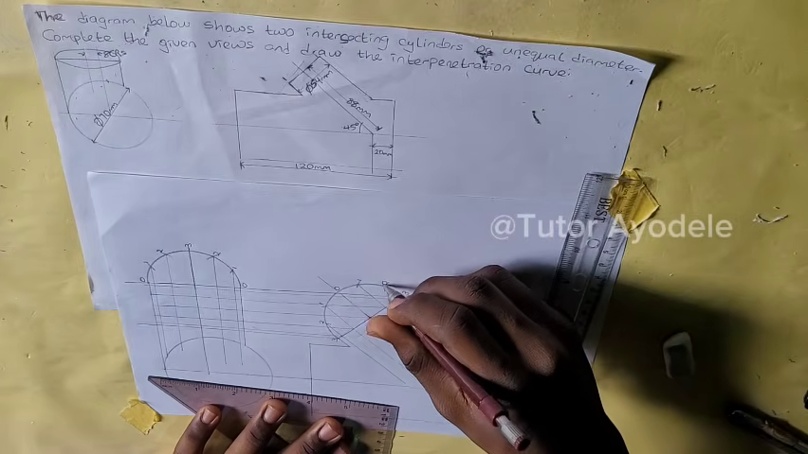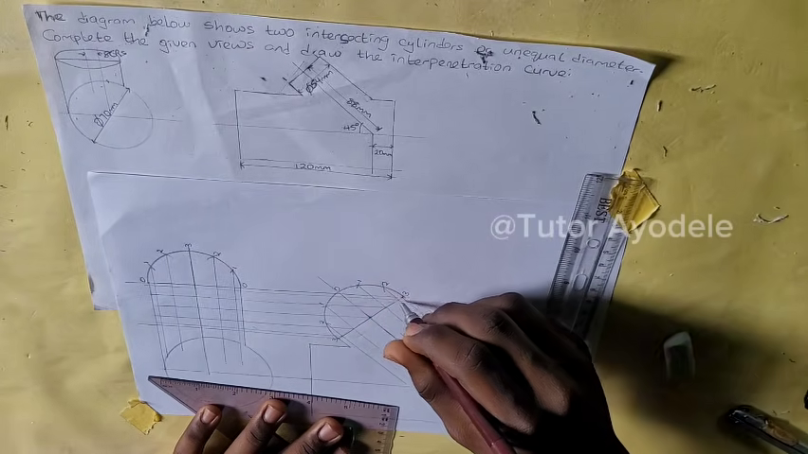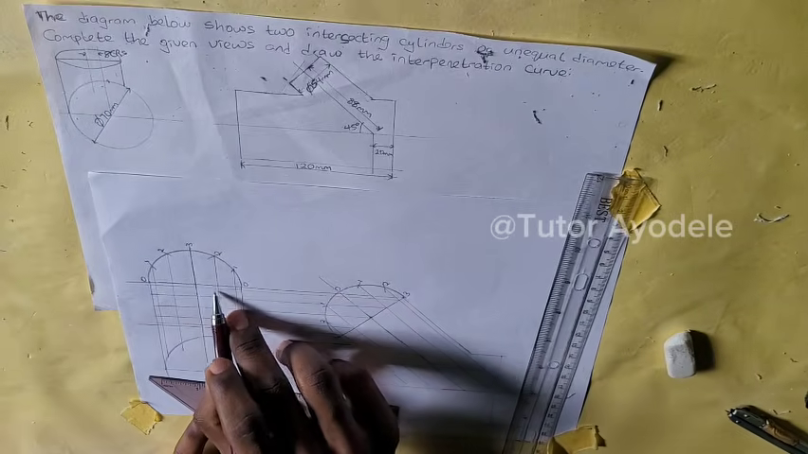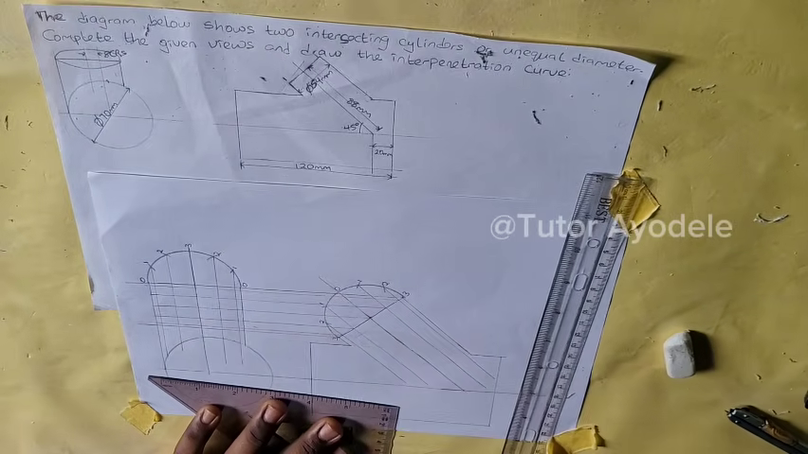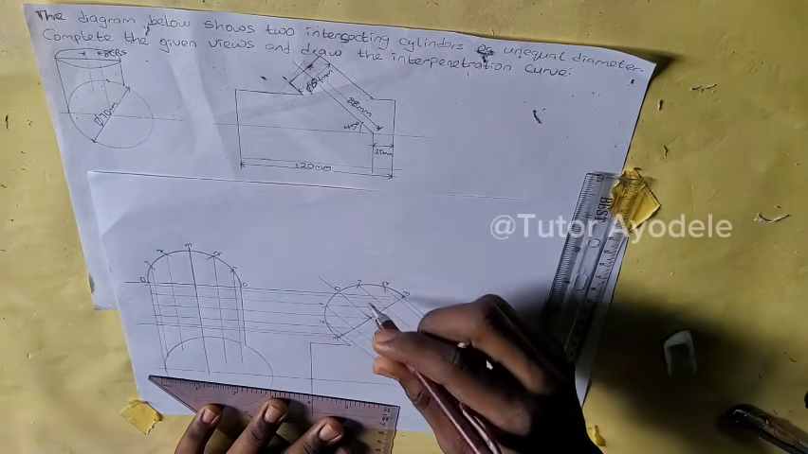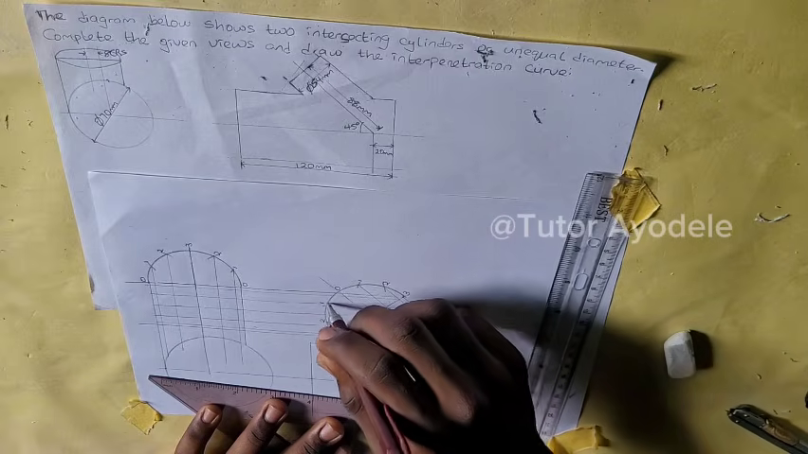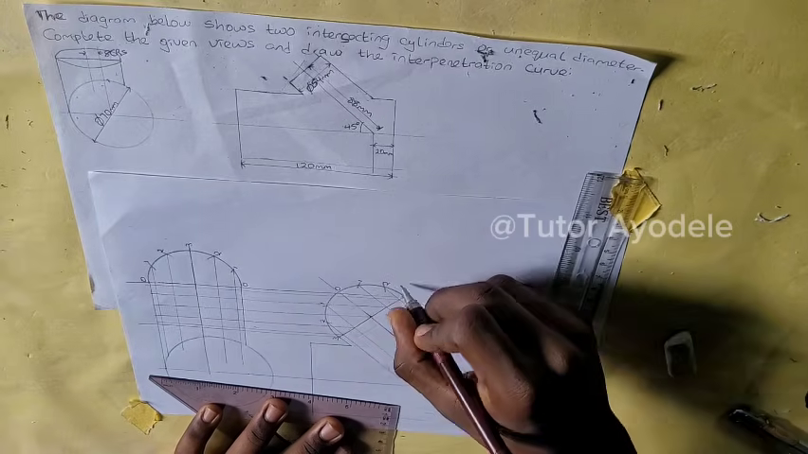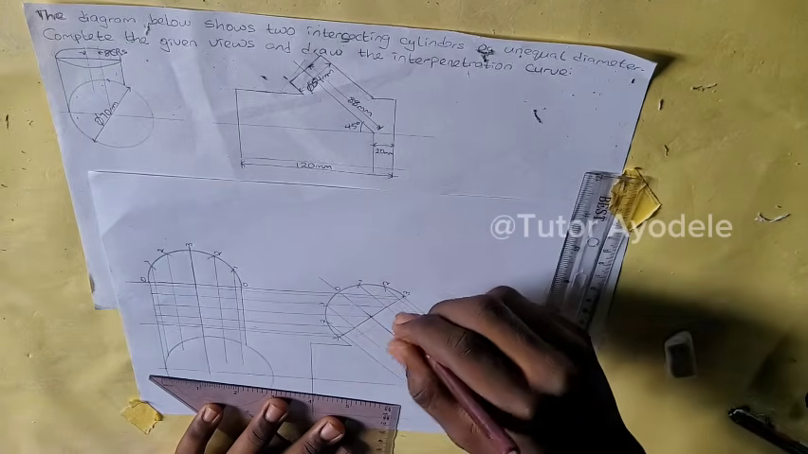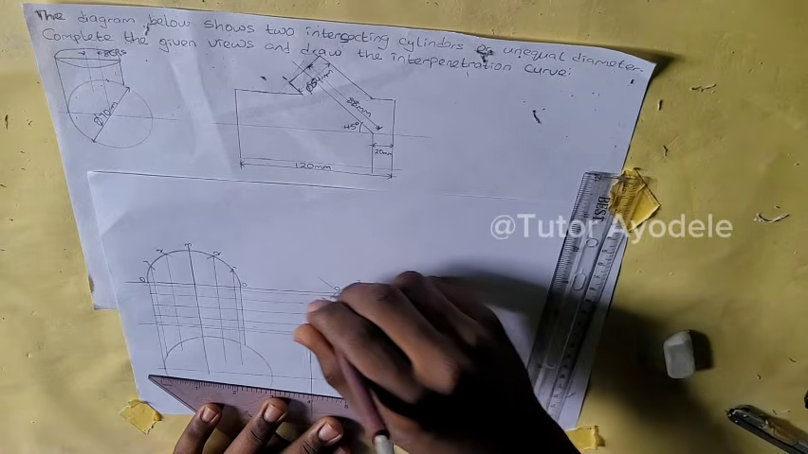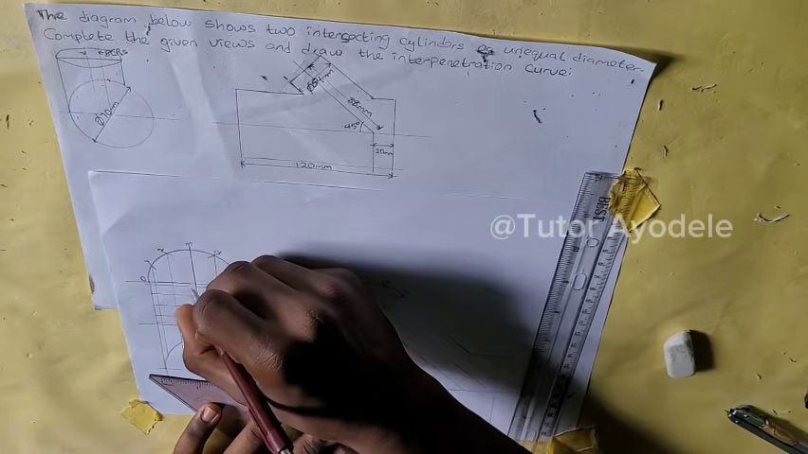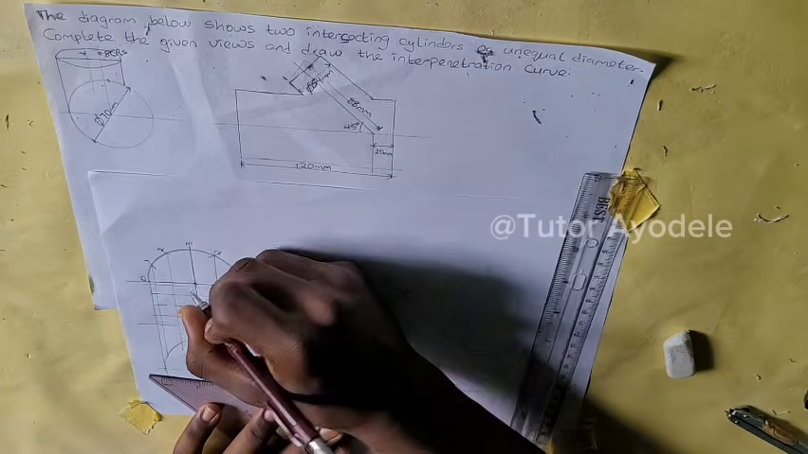Now from this 2, if I follow it like this and I trace it into this box, wherever I meet 2, I'm going to mark it. The same thing for 1, the same thing for 0, same thing for 1 and 2. Let me do it as an example. So where 3 enters the box and I meet 3, I'm going to mark it.